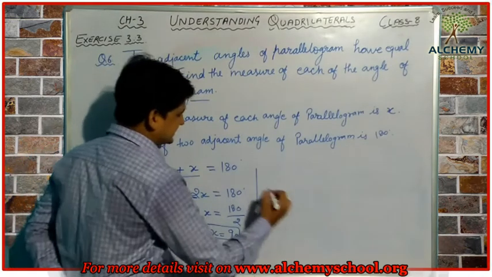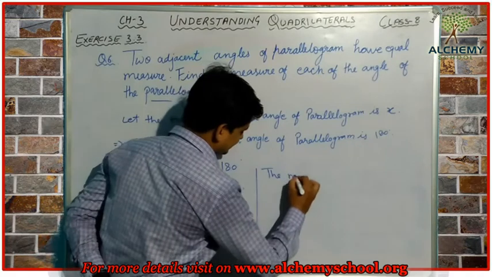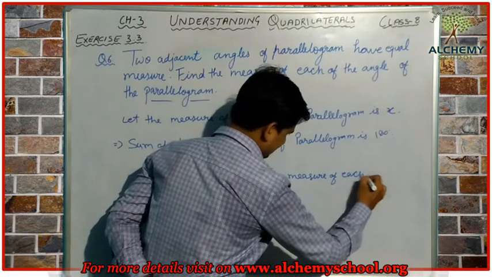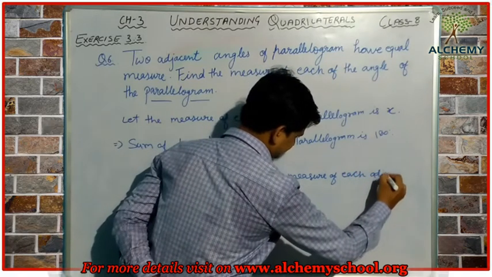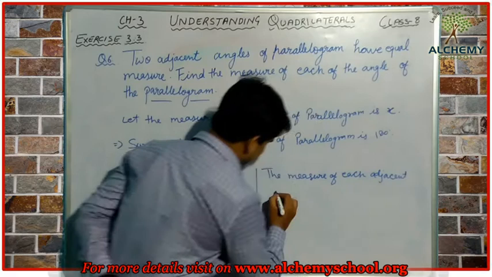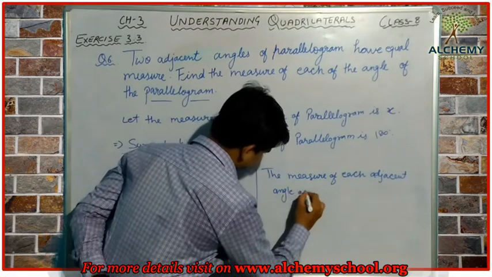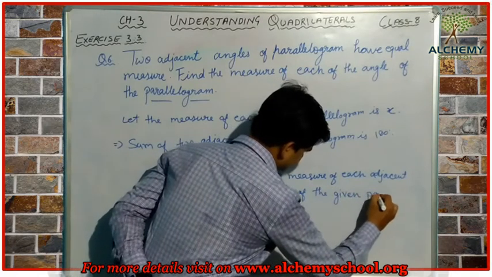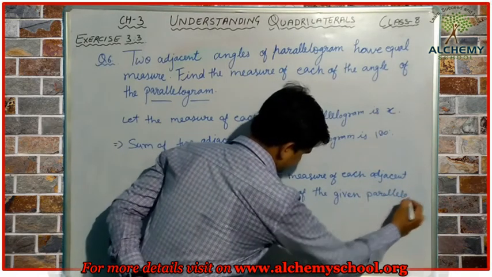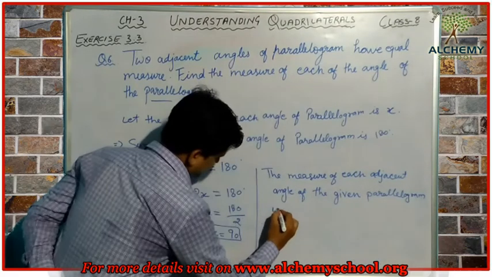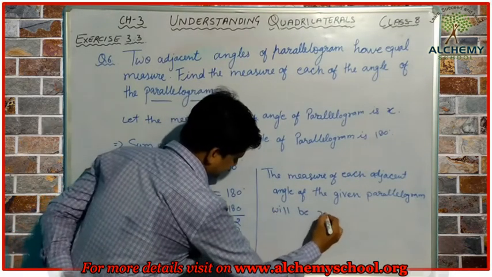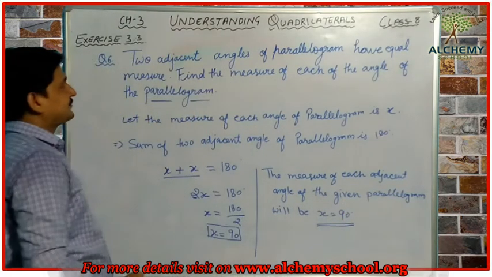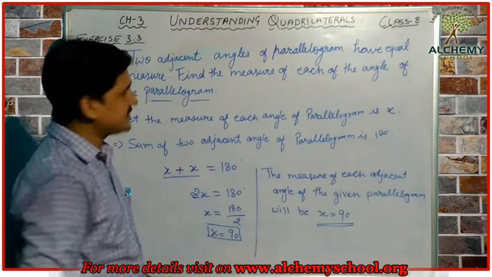So we can write our answer. The measure of each adjacent angle of the given parallelogram will be x is equal to 90 degrees. That's it. Let's see the next question of exercise 3.3.